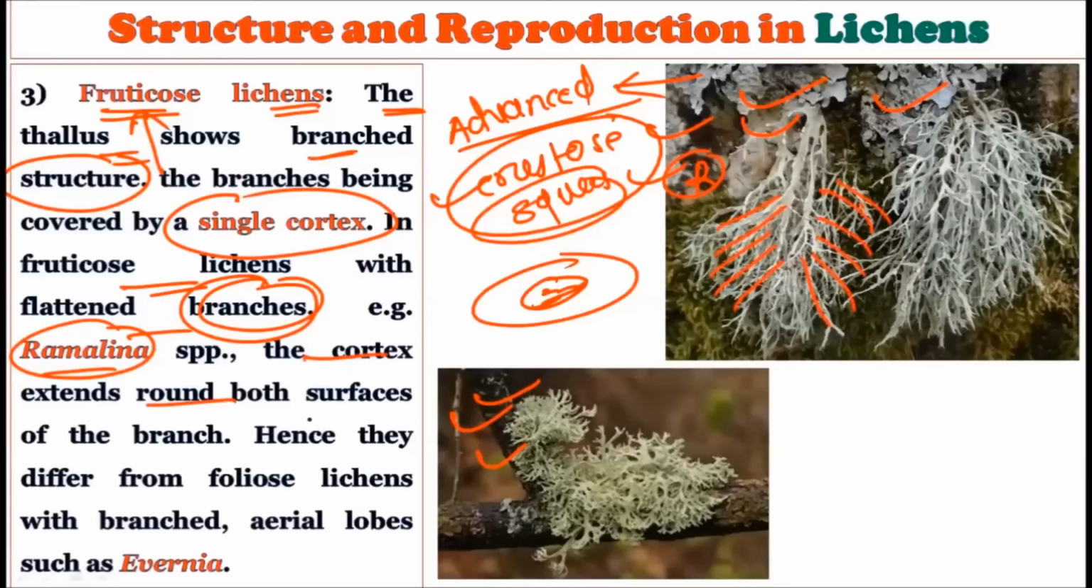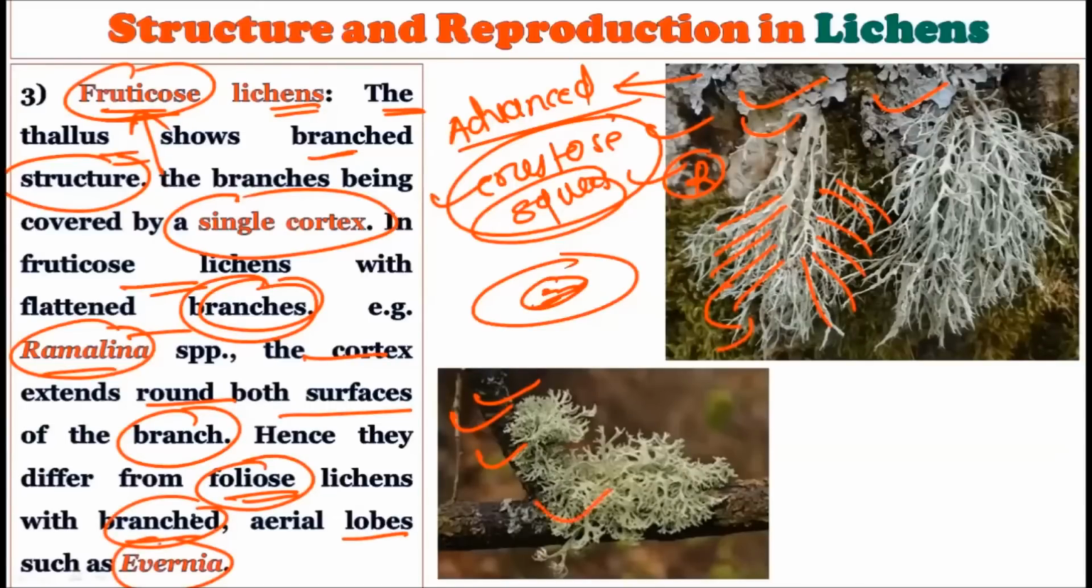The cortex extends around both surfaces of the branch. Okay, the cortex revolves around both surfaces of the branch, the lower surface as well as the upper surface. You find this cortex on both sides of the branch. Okay, hence they differ from the foliose lichen. These fruticose lichens still differ from the foliose lichens with branched aerial lobes such as the Evernia, which are nothing but the foliose lichen. But these fruticose lichens, what do they show? They show the branching structure in the form of flat lines.